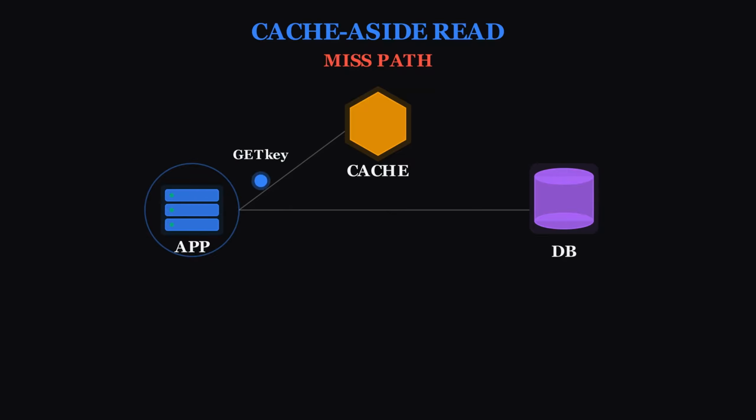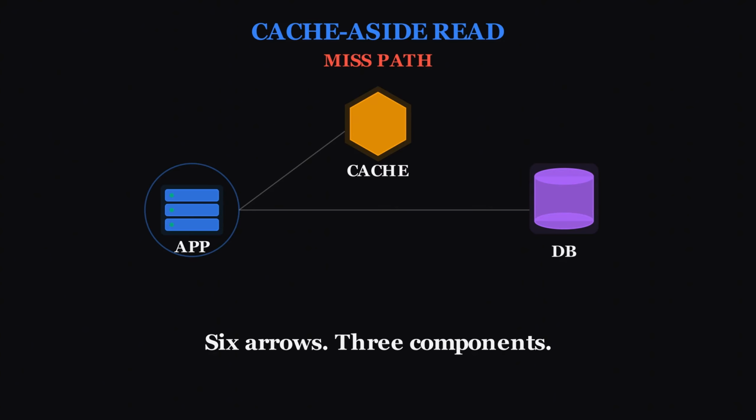Same first arrow. Application asks the cache for the key. Cache says miss, so the application falls through to the database itself, directly. The database returns the row. And here's the step that's easy to forget. The application also writes the value back into the cache. That's the populate step. Without it, the next read misses again.